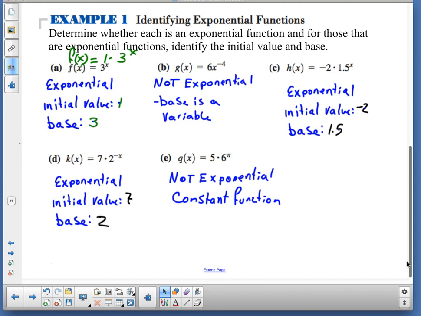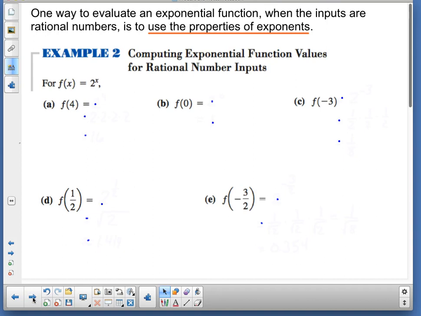Good? Okay. Sliding down. One way to evaluate an exponential function when the inputs are rational numbers is to use the properties of exponents. I'm not going to run through all the properties today, but we will, and get to most of them. But I'm just asking you to put in 4 for x, so that's 2 times 2 times 2 times 2. Just to review, you had this as algebra students, as 8th graders.